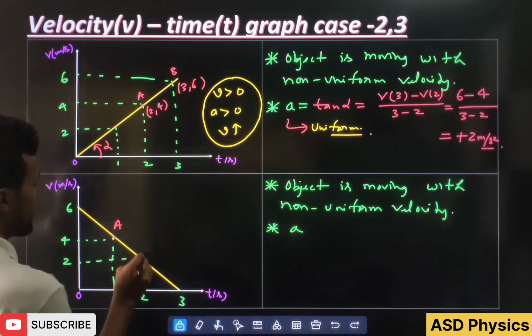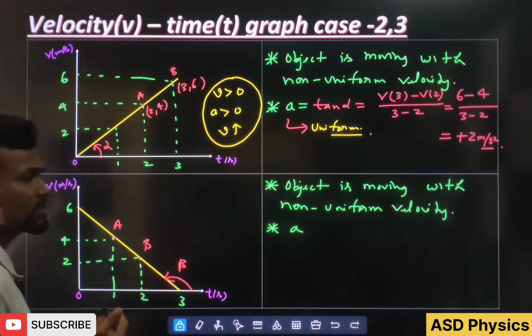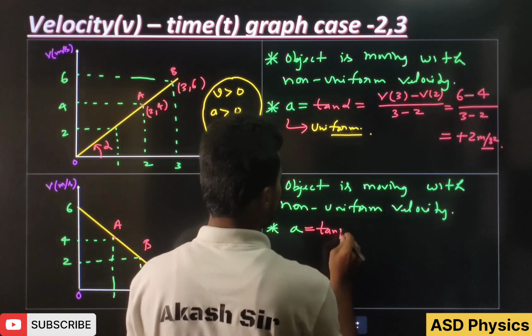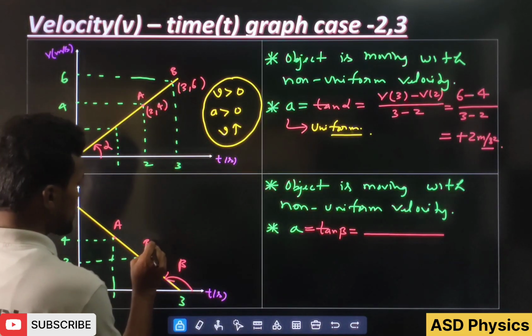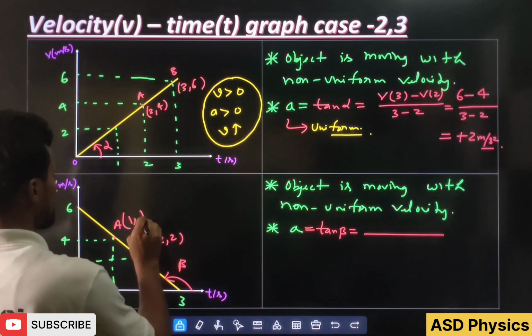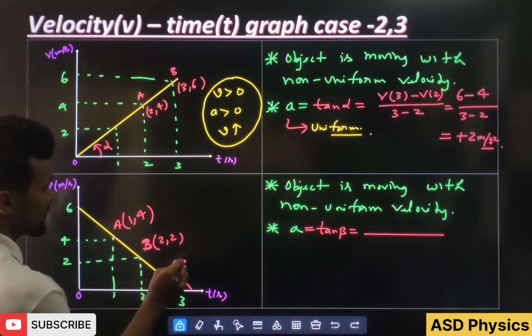Let's take this is point A and I have taken point B, and this angle I can write here beta, even if sometimes in the question the angle is given. So just by using this tan beta also you can get the answer. Otherwise we need the coordinates. For B, how much are the coordinates? See here, 2, 2. Here, how much? 1, 4. Remember that this is B and this is beta.